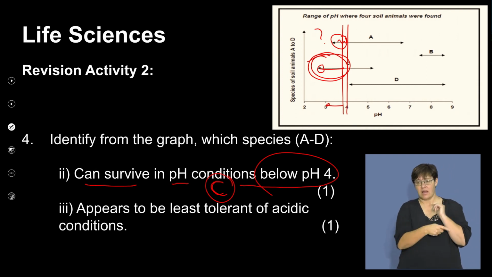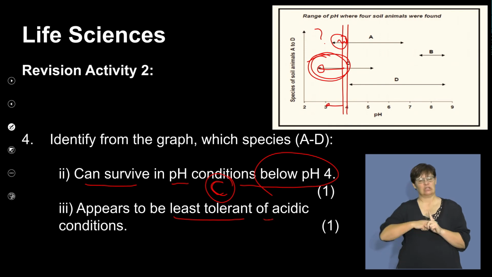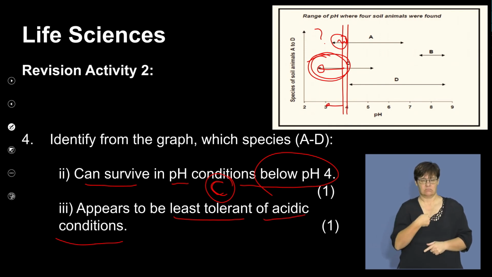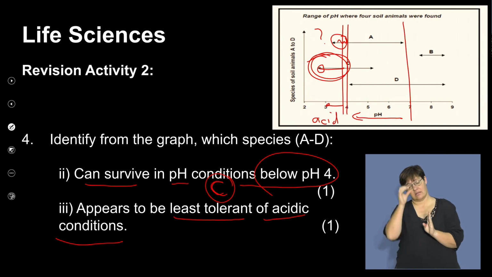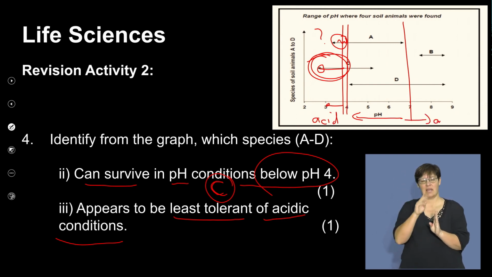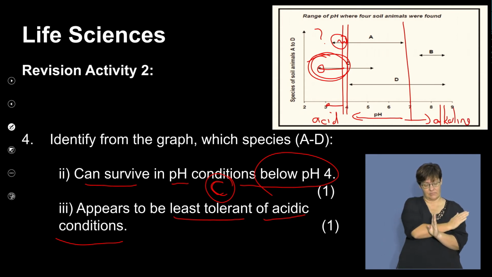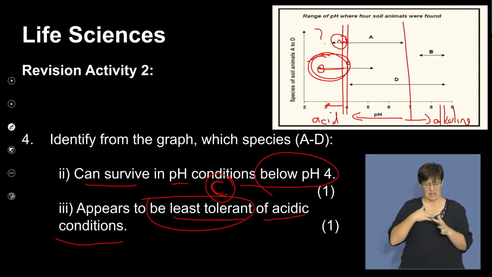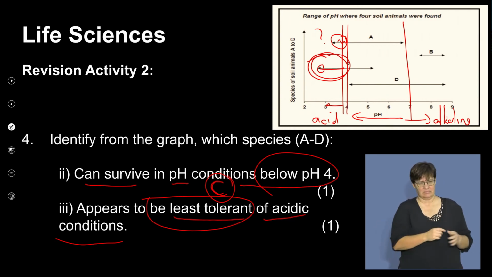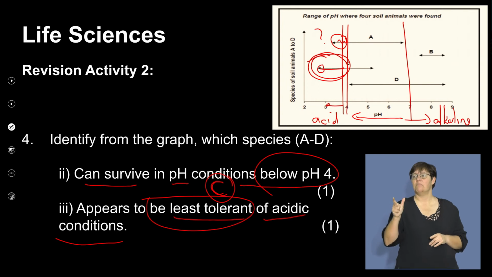And finally, which appears to be the least tolerant of acidic conditions. Now guys, when we look at the pH scale, we know that below 7, we would refer to that as an acidic environment. Above 7, we'd refer to that as being alkaline. So again, the question says, appears to be least tolerant of an acidic condition. So least tolerant of an acidic condition would be those that are living in an alkaline condition.